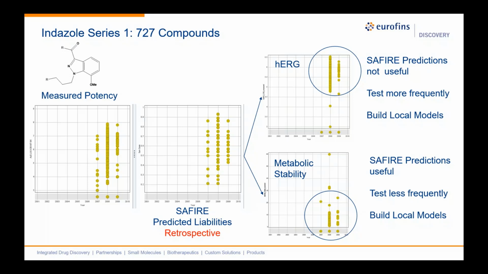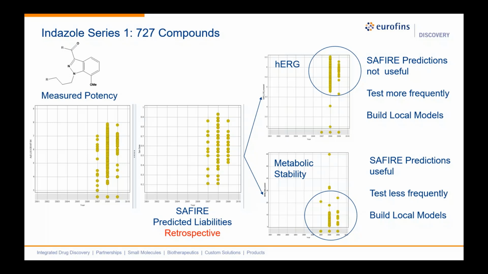So this indazole series 1 contains around 727 compounds. On the left-hand graph is just the measured potency. You can see we have some compounds that are getting into the low nanomolar range in that graph. And on the right-hand graph with dots, you have by year the SAFIRE predicted liabilities, where in this case, a 1 would mean you pass all the SAFIRE models, and a 0 would mean you fail all the SAFIRE models. And then we look a little closer at the two attributes that we've experimentally measured.